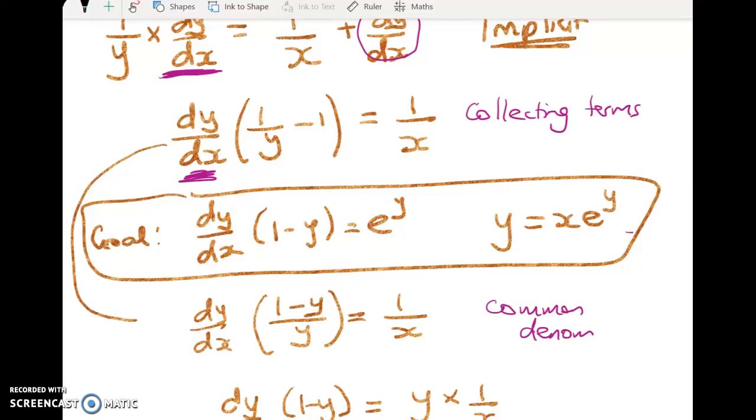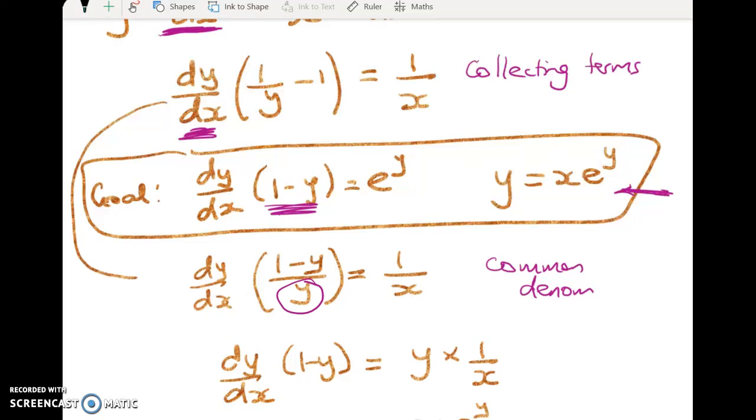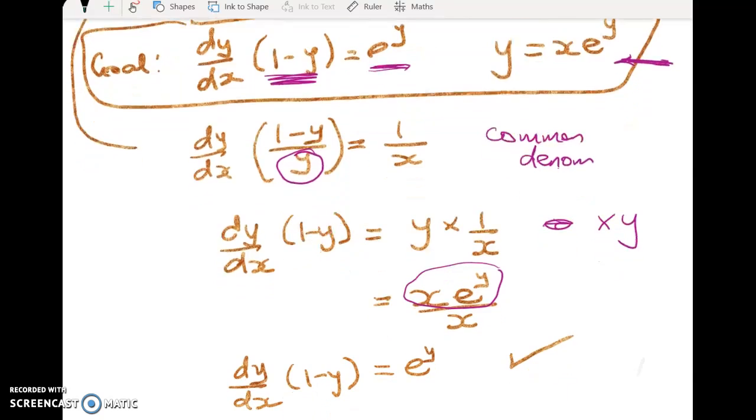And then I had a 1 back up here, and I knew that I wanted to have a 1 minus y. So I multiplied everything through by this y. So this step was when I times through by y. And then I looked at my right-hand side, and I wanted to have e to the y. So I substituted in x times e to the y. And that was that way.